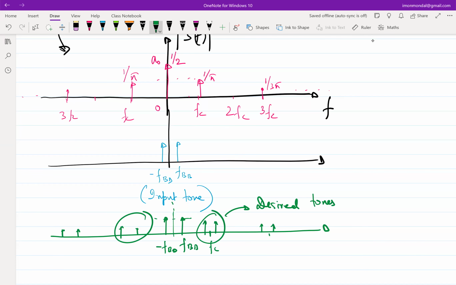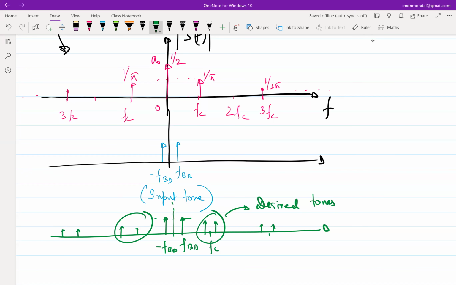So by definition, everything else is undesired. Now if I have to find out the efficiency of this, I have to basically take the strength of the desired tones and divide it by the strength of all the other tones, right? Because I can do it in frequency domain, I can do it in time domain. Information is the same. All I have to do is extract the power. So whichever is more convenient, I'll use that.